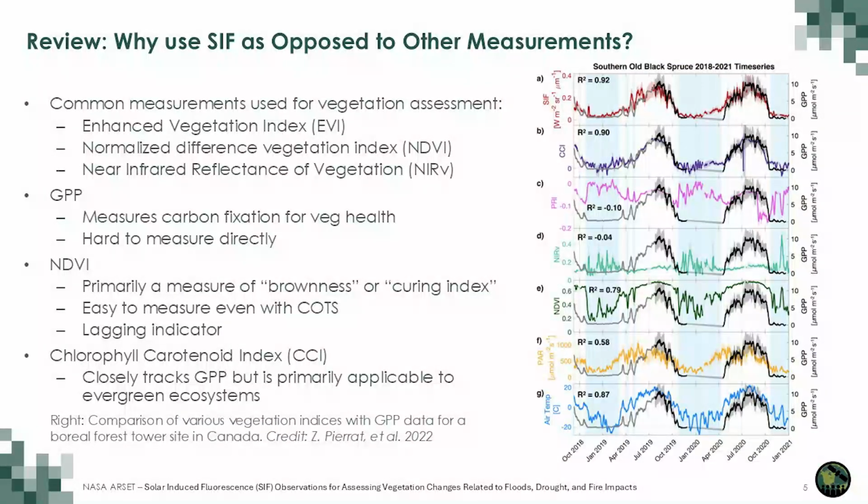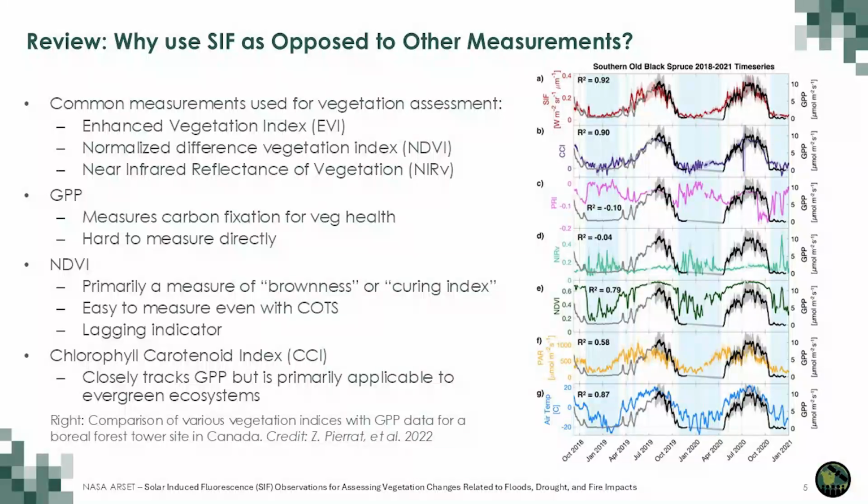Before we dive into discussing other sources of SIF data, I want to review why we're even using SIF for vegetation analysis in the first place. If you're familiar with working with multispectral remote sensing data for this type of work, then you might be aware that there are numerous types of vegetation indices that can be produced from satellite data. Some examples of these are the Normalized Difference Vegetation Index, NDVI, the Enhanced Vegetation Index, EVI, Near Infrared Reflectance from Vegetation, or NIRV, and the Chlorophyll Carotenoid Index, or CCI.